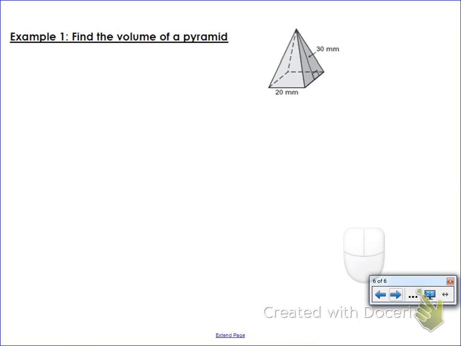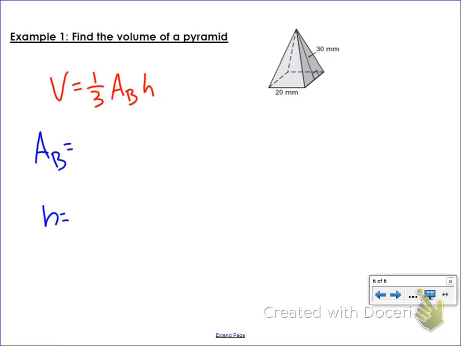So we'll go ahead and find the volume of this pyramid here. Let's go ahead and write the formula. Volume equals 1/3 times the area of the base times the height. Now looking at my example, we can list what we have here, area of the base and the height. Now the base is a square, so it's a regular pyramid. So all we need to do to find the area is take the side and square it. One side is 20. 20 squared is going to be 400. So that's the area of the base.